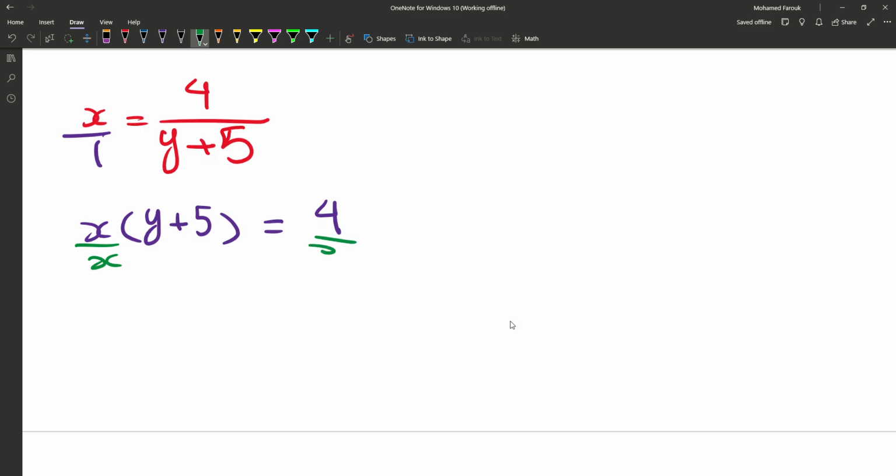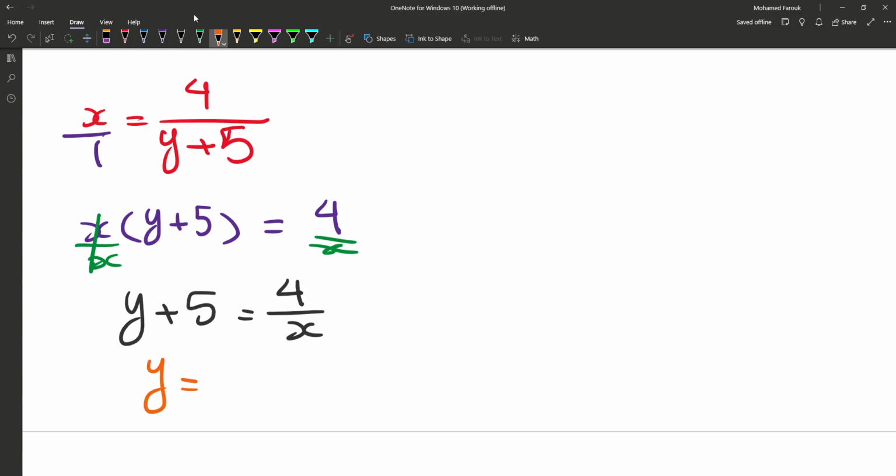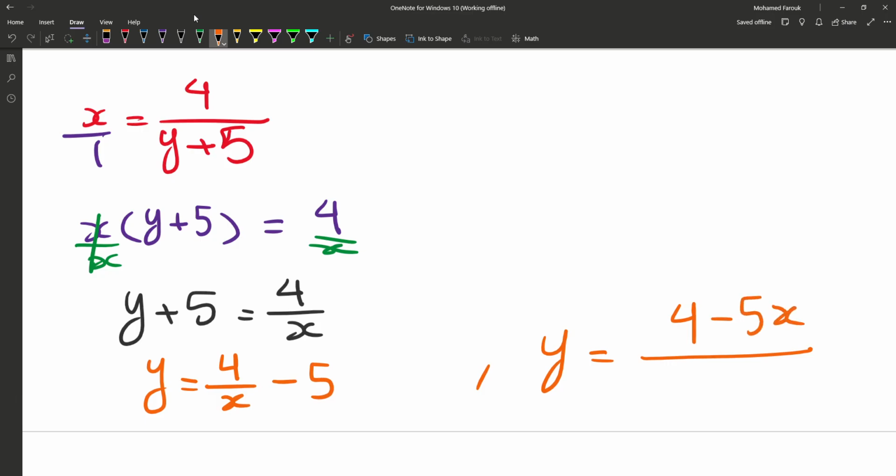So this one is divided by x and this one is divided by x, so it will be y plus 5 is equal to 4 over x, and then you move this one to the other side with a negative sign, so it will be y is equal to 4 over x minus 5. This is your solution, and if you distributed x, you will have something like this, and it's okay also. It will be 4 minus 5x over x. Both of them are okay for me.